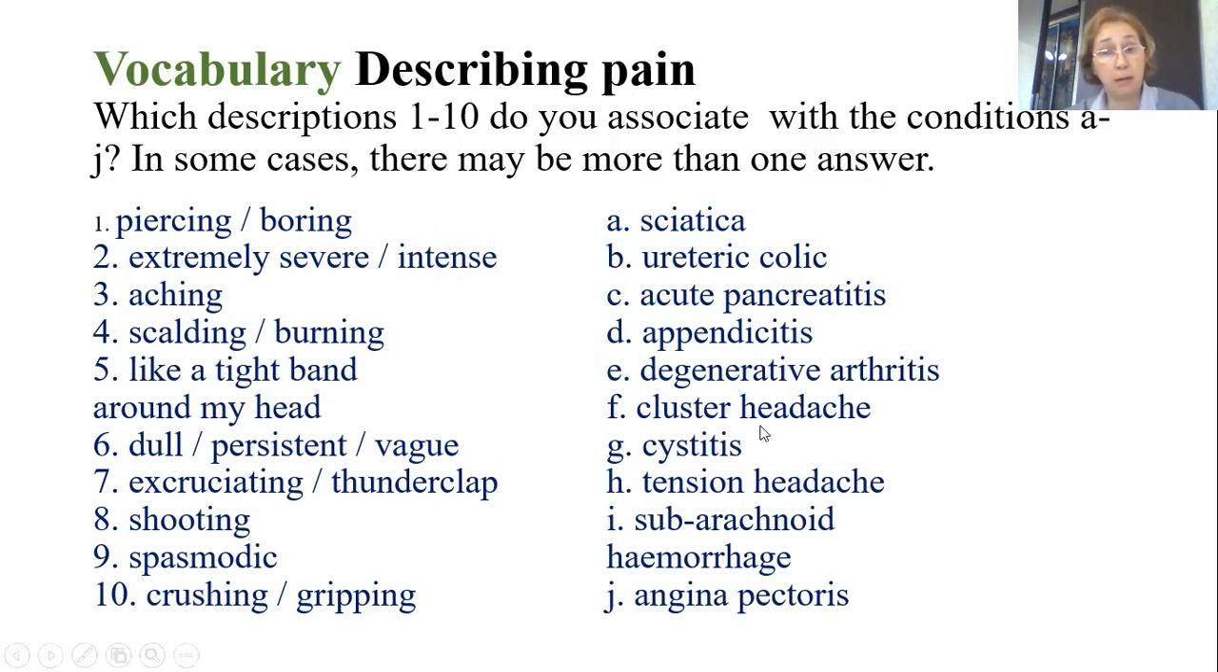So it can be... I think aching is mostly related to the heart, right? So maybe it's angina pectoris, or it can be degenerative arthritis also. Then scalding or burning pain. What condition is it? Also in the stomach, in the abdomen. This can be related to cystitis.